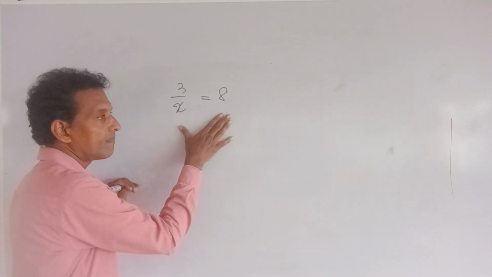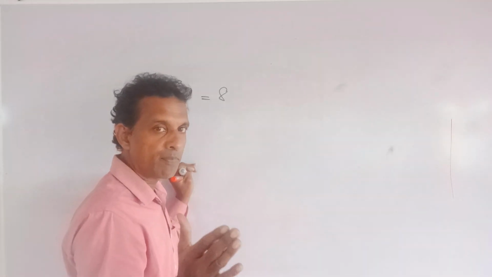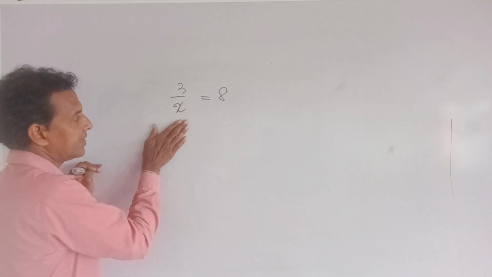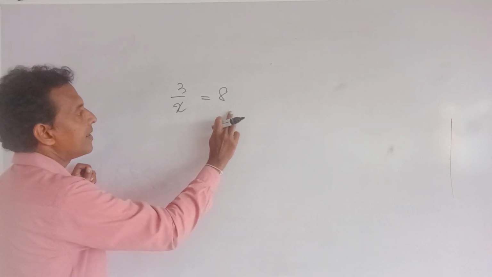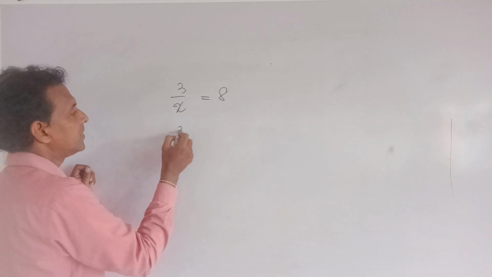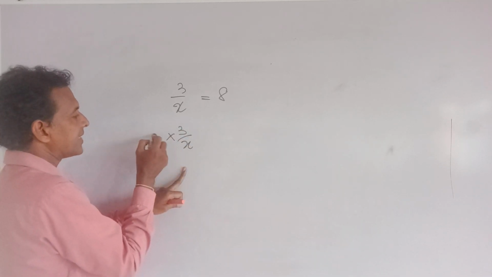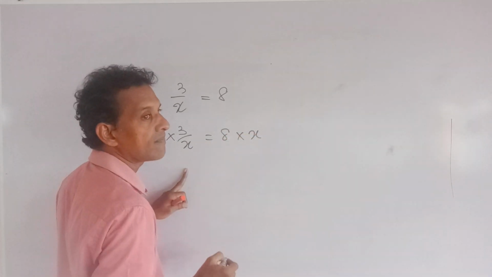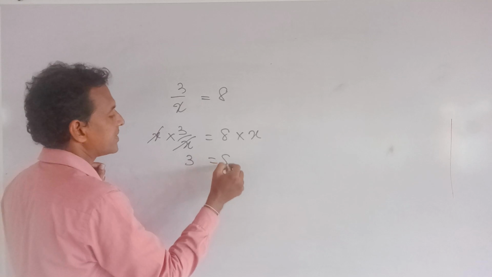What you do, if you have the denominator, you multiply all the terms by the denominator. So what denominator do we have here? x. So multiply both sides by x. So 3 over x, you multiply this by the denominator x. This is also multiplied by x. Now this gets cancelled. We have 3 here equals 8x.